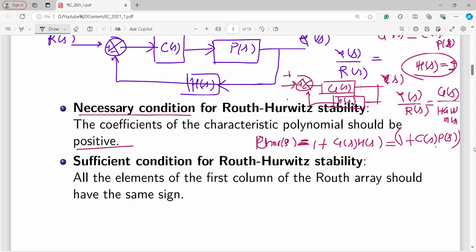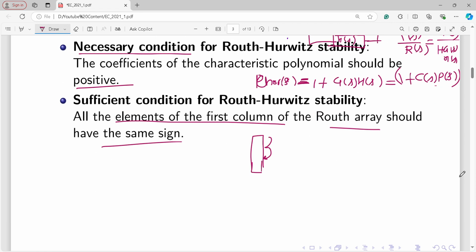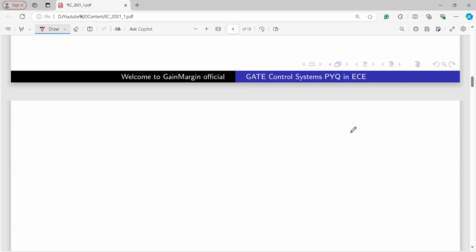The sufficient condition for Routh-Hurwitz stability is that all the elements of the first column of the Routh array should have the same sign. Once we form the Routh-Hurwitz table, the first column is important to ensure whether the given system, the given plant, is stable or not. There should not be any sign changes. If some sign changes occur, then it ensures that the given system is unstable. So let us first establish our characteristic equation.